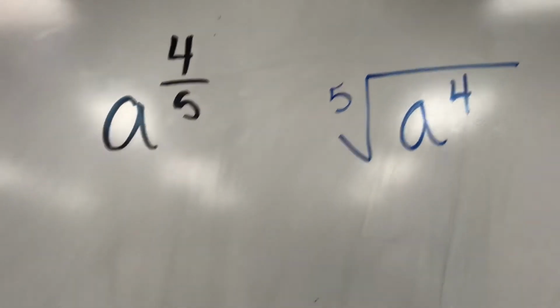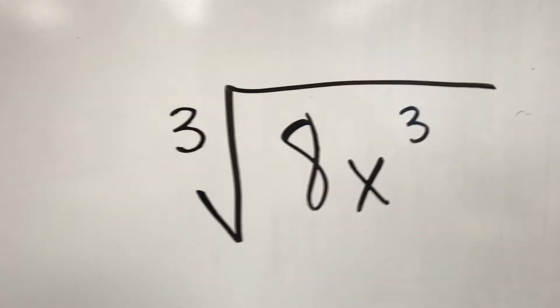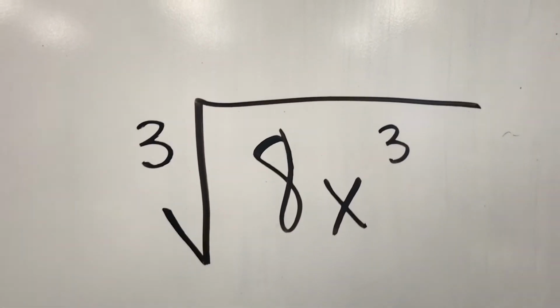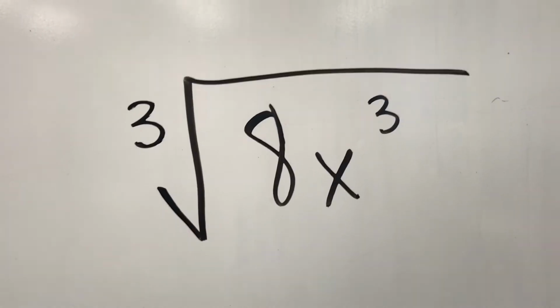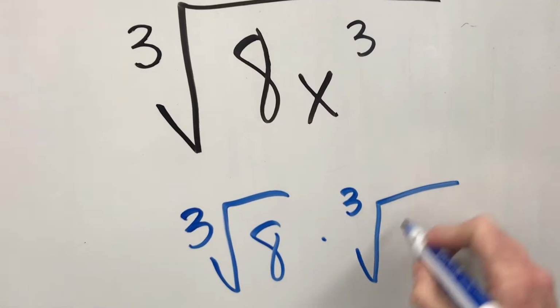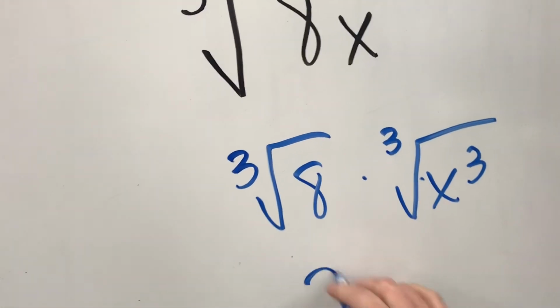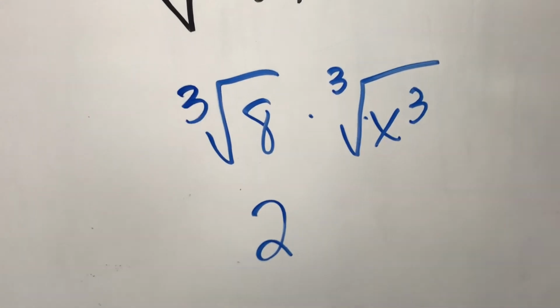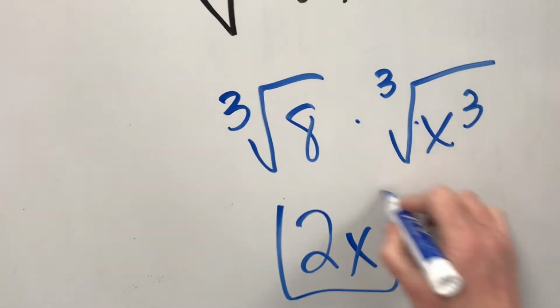All right, so now let's look at something like this. If we have the third root of, or the cube root of 8x to the third, we can break that down, and it's the cube root of 8 times the cube root of x to the third. Okay, the cube root of 8 is 2. The cube root of x to the third is actually x, so this is our answer here.